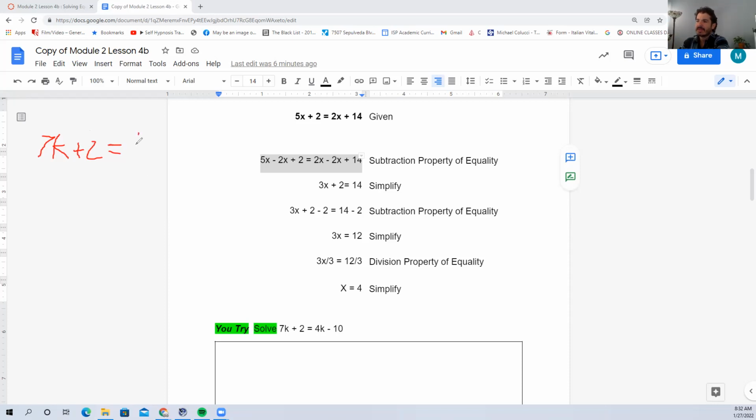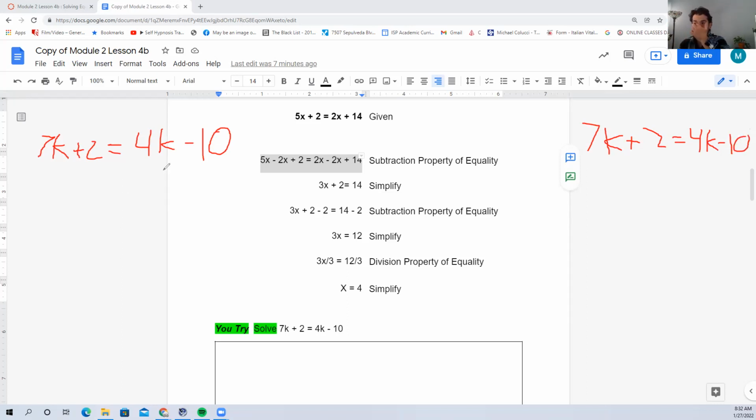Okay, 7k plus 2 equals 4k minus 10. And I just want to show you something. I want to show you a different way of doing it. I'm going to give you 2 different ways. They're going to be very similar, but I just want to show you that the rule is going to work out whichever choice you make. So I'm going to choose then.